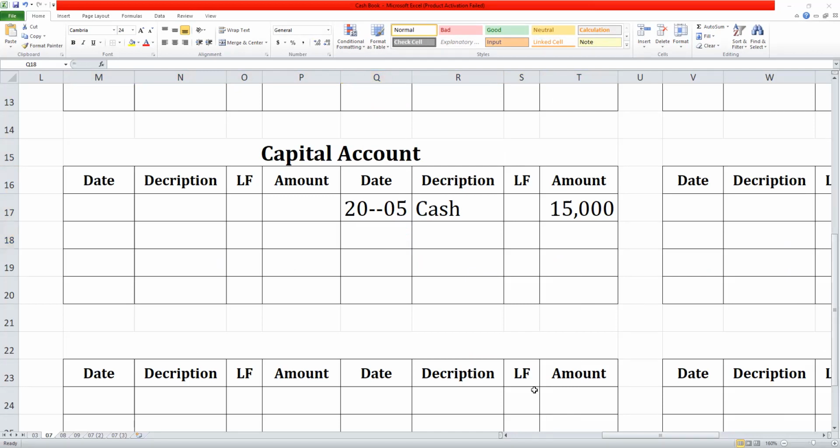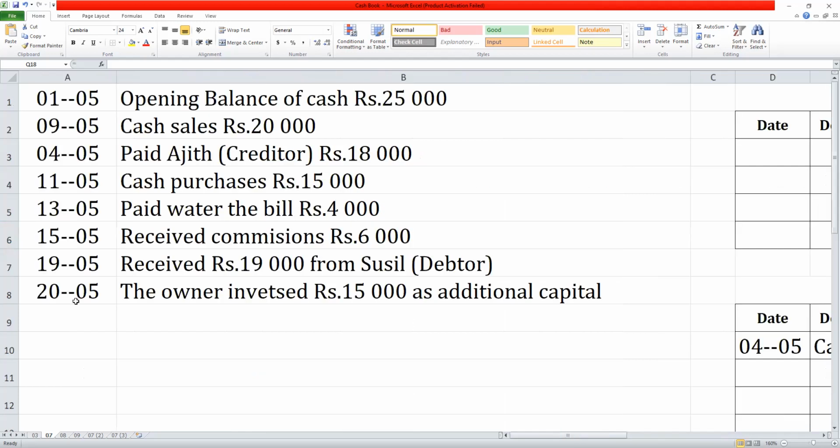So the next date is 22nd of May. Quickly describe the transaction. It's very simple. It is on the credit side of the cash book, so it is always a payment. If the transaction is on the credit side of the cash book, it is always a payment. If the transaction is on the debit side, it is always a receipt. Then what is the transaction? Can you describe it?